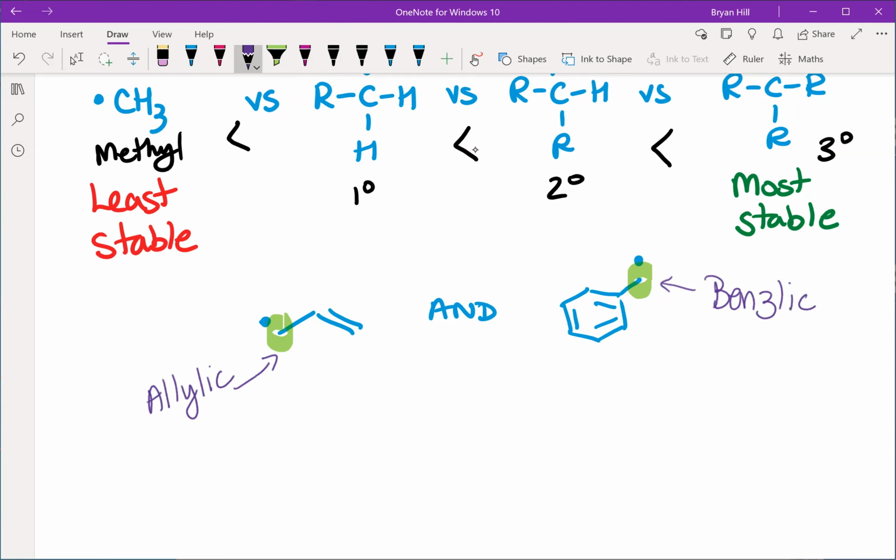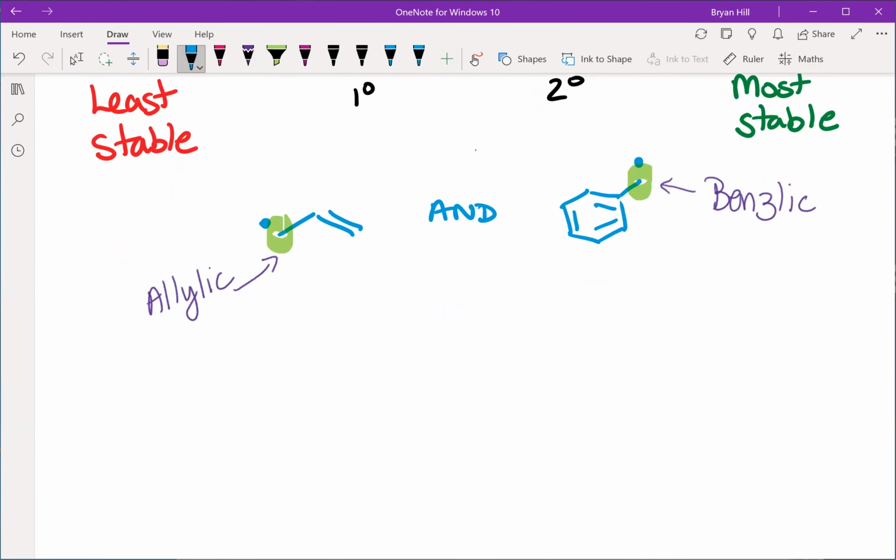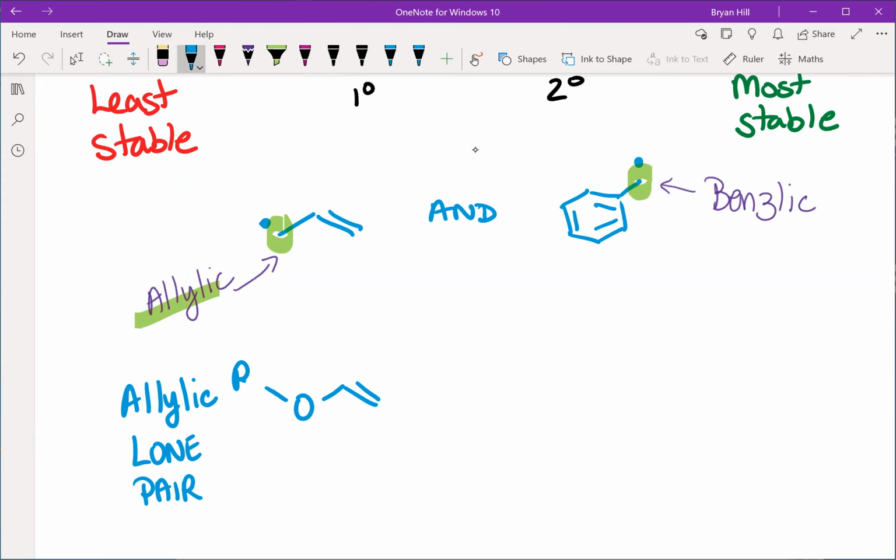I think I spelled that wrong. So, when we were talking about allylic, we saw allylic before in particular because we were using it as a recognition pattern for resonance structures. So if we had an allylic lone pair, we could draw a resonance structure that looked like this. Positive, negative.